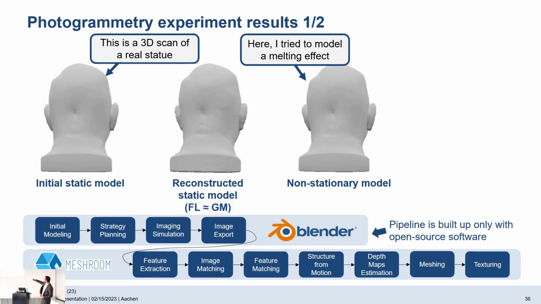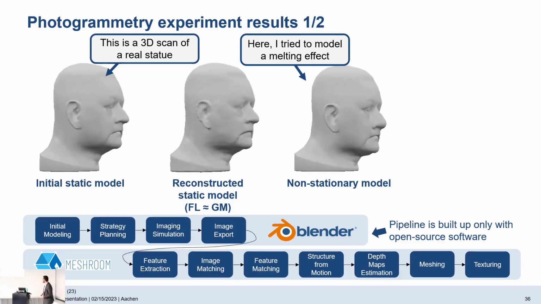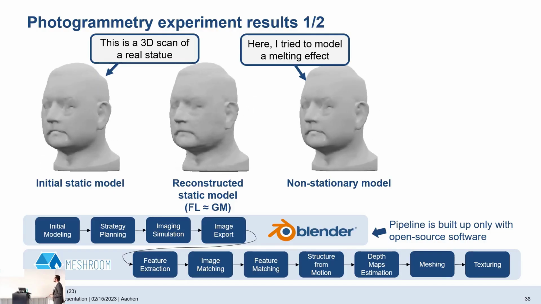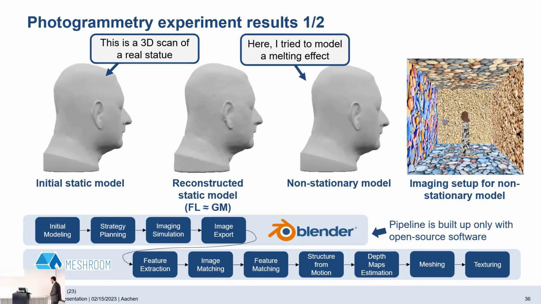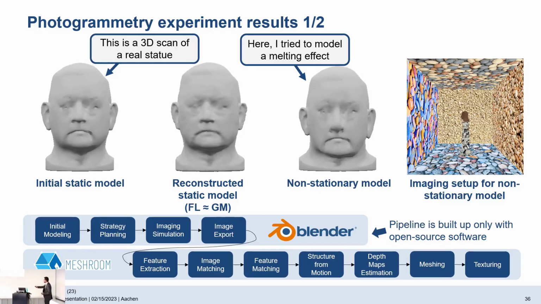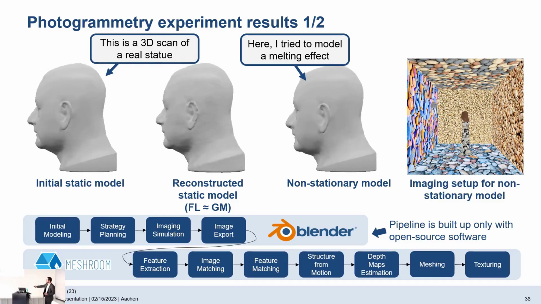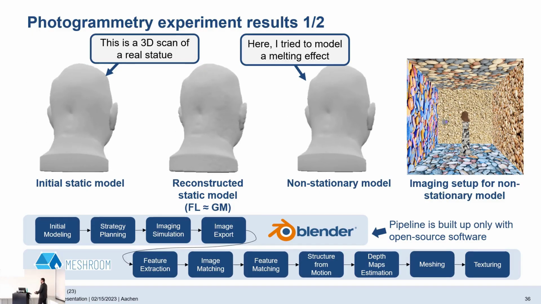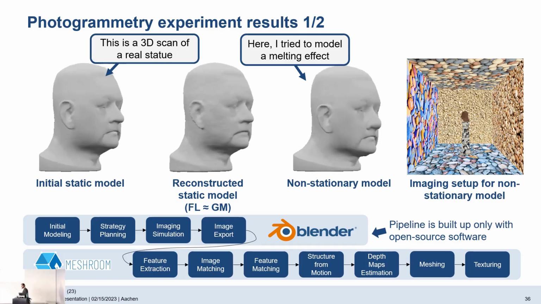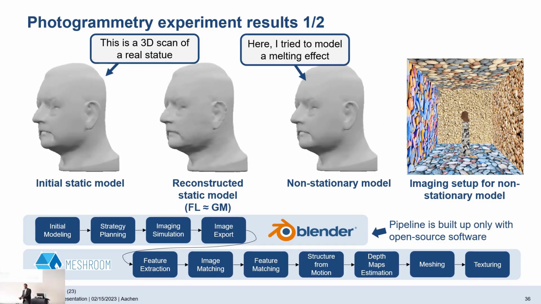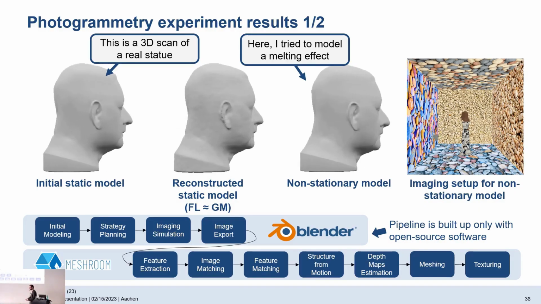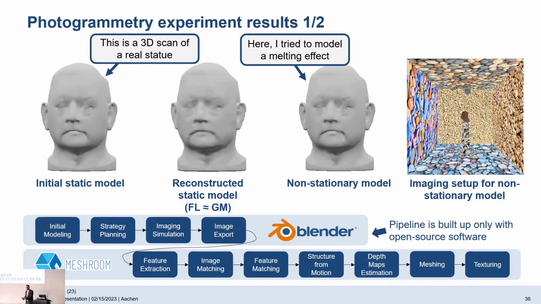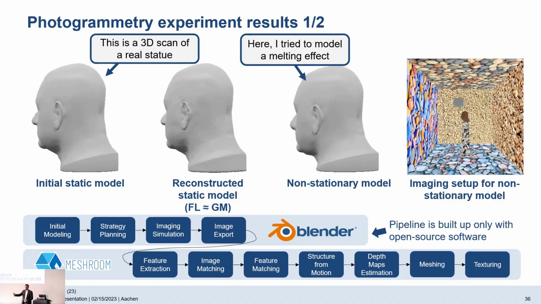However, then I had the non-stationary model, and here again you see this melting effect. And to reconstruct this model, I had to add static references or static features in the background. The reason is otherwise the structure from motion part, which calculates the camera position, would not find any static feature for this calculation. But this is still more realistic, because we would also have static features in the background for a real scenario.